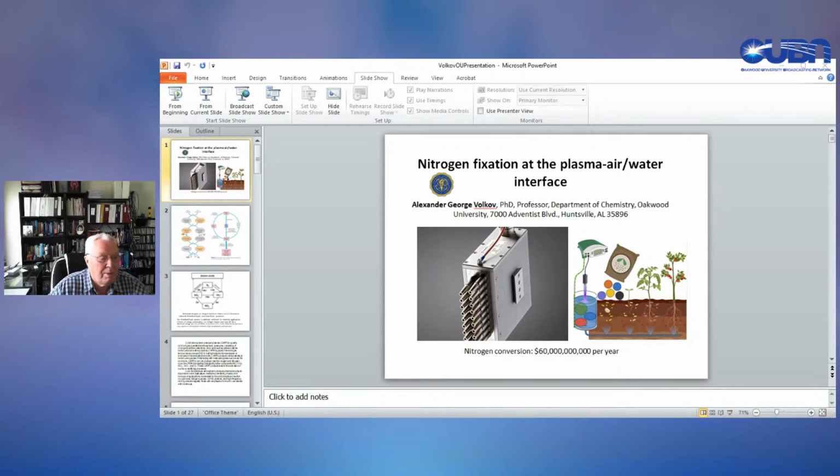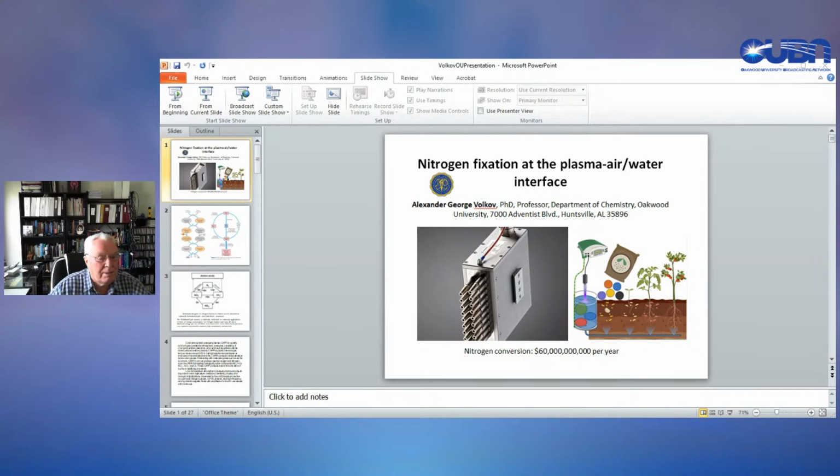We analyzed thermodynamics and found it's a two-electron reaction of water oxidation to hydrogen peroxide. This produces 2 electrons and 2 protons, which can be used for the nitrogen reaction. The mechanism I will show you later.